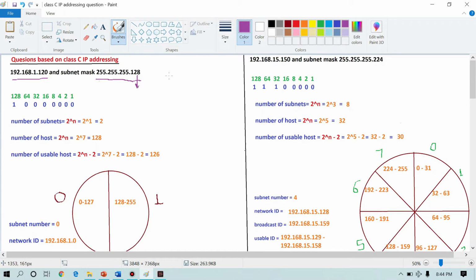As we know, in Class C IP addressing we have 3 network portions and 1 host portion. We will not touch the network portion; we will simply use the host portion for any calculation. So here we are using the host portion, that is 128. We will use our old formula, which is 128, 64, 32, 16, 8, 4, 2, 1. Where we get 128 we simply write 1, and in the rest of the places we write 0.